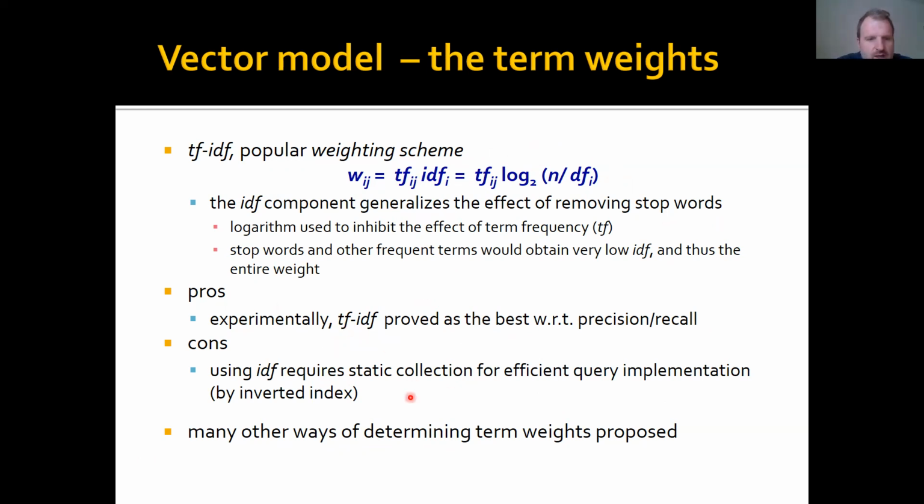It also has some cons. For example, the IDF component must count the number of documents for a given term, so it basically must be recomputed for every new document in the collection. So it's basically assuming a static collection for the computation, but this could be solved quite ad hoc by some solutions that update the index in batches.